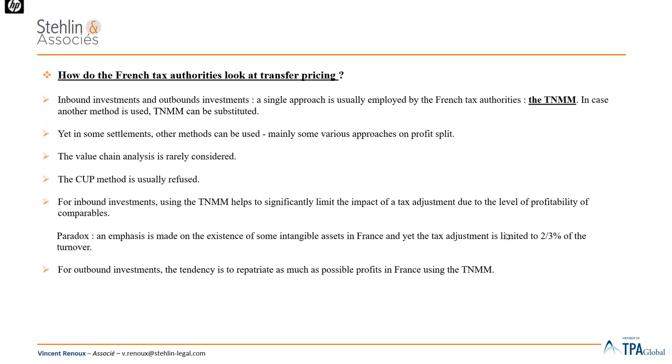You don't find comparables necessarily in a specific country. So, for instance, if you look at Japan or Hong Kong, the French tax authorities will use comparables located in Thailand or Korea. And the comparables that you find are really not comparable at all, as far as you look at the activity of the group that is tax audited. So in many cases, the TNMM method raises the issue of the comparable approach. Now we are going to go on to the next slide.